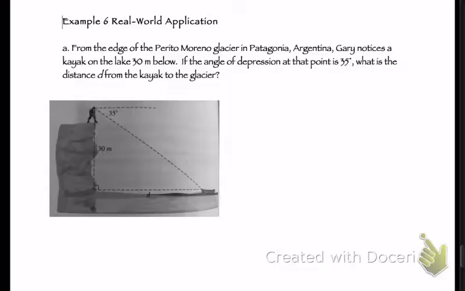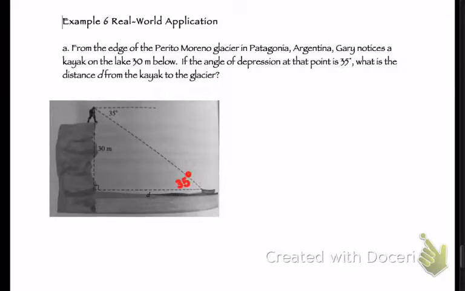So it says, I'm guessing you can read this, I'm not going to read it. It says, notice there's a lake 30 meters below. If the angle of depression is 35 degrees, what is the distance from the kayak to the glacier? So here's what I'm thinking. Alternate interior angles are congruent. So if that's 35, that means that's 35.